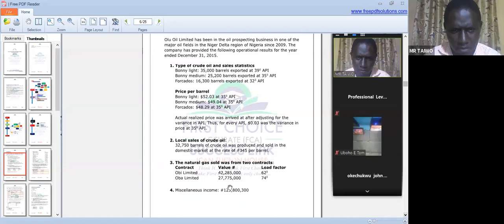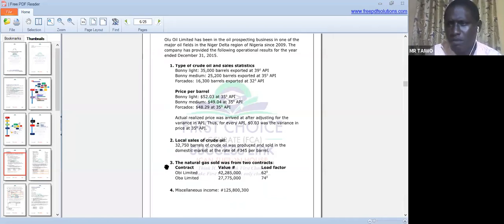Now, Olu Oil is also dealing in gas. Look at the two contracts they have for the gas, Obi Limited and Oba Limited. Now, for the Obi Limited, what's the value of the gas? The value of the gas they sold was 42,285,000, while the value for Oba Limited is 7,775,000. But they give you the loading factor.